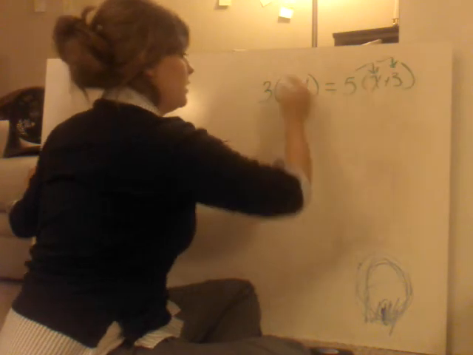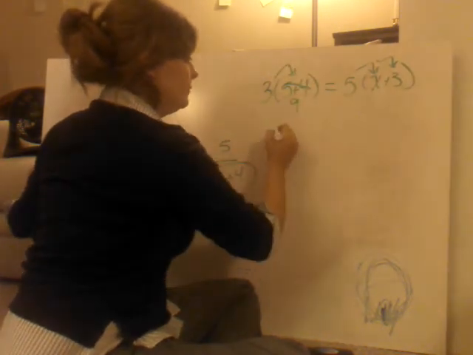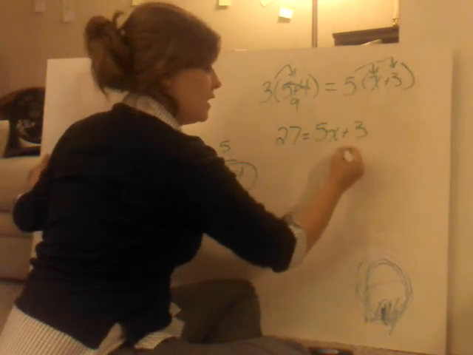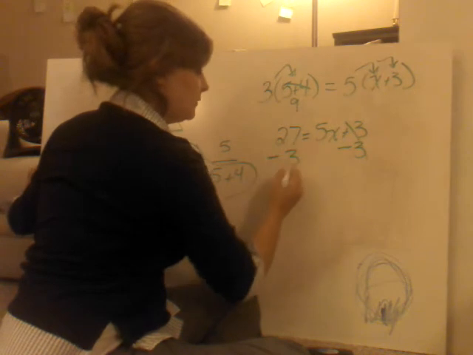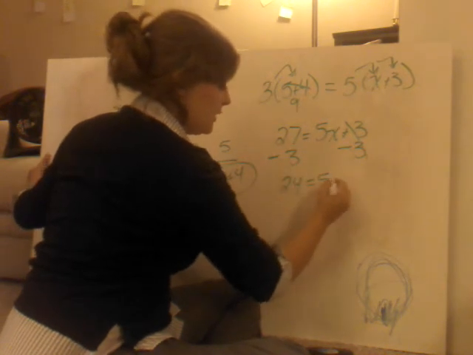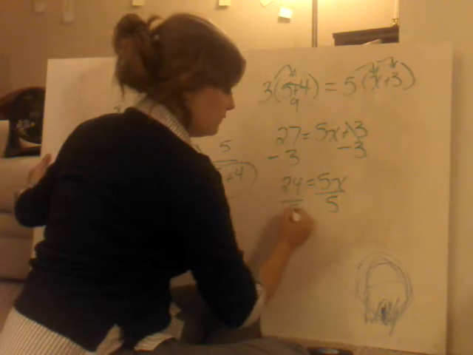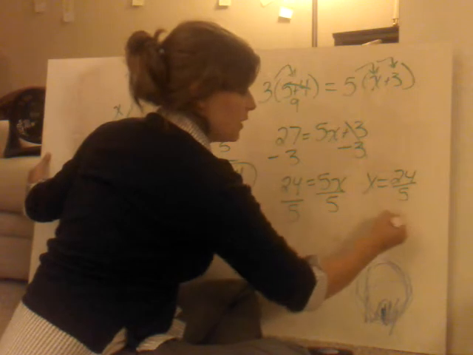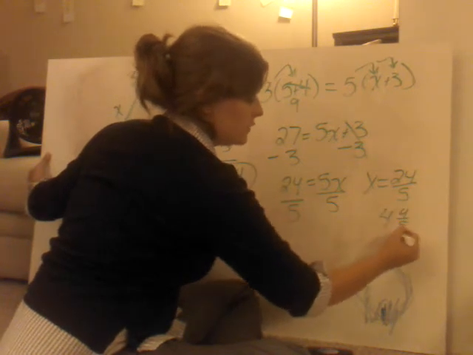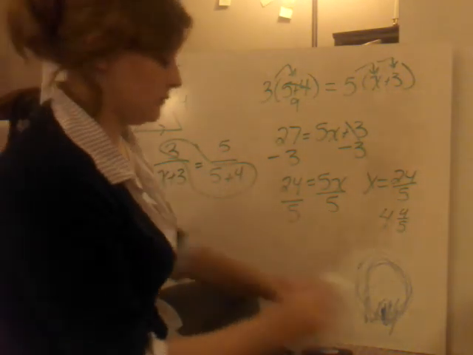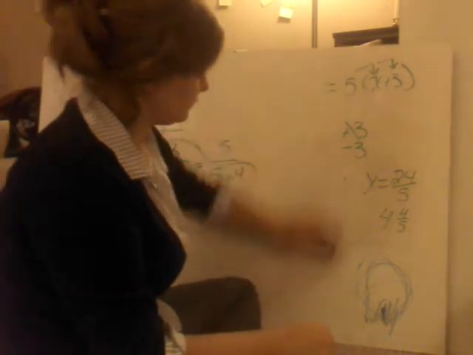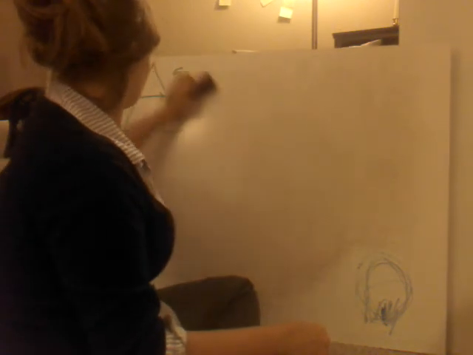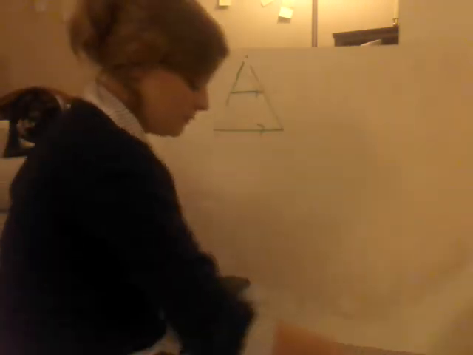Distribute. This is actually 9. So I get 27 is equal to 5x plus 3. I subtract 3 from both sides. I get 24 is equal to 5x. Divide by 5. X is equal to 24 fifths, or 4 and 4 fifths. Next. Back to red.